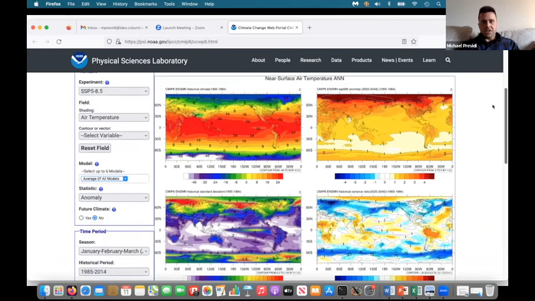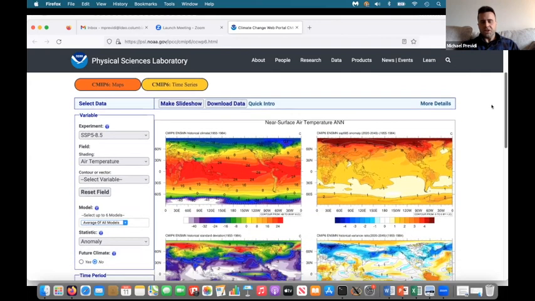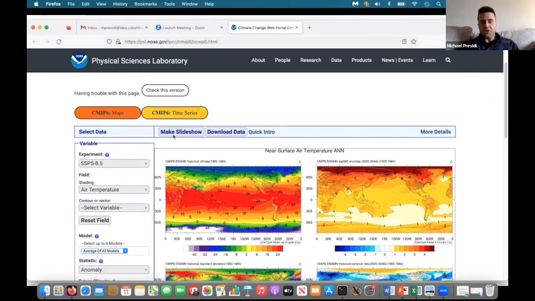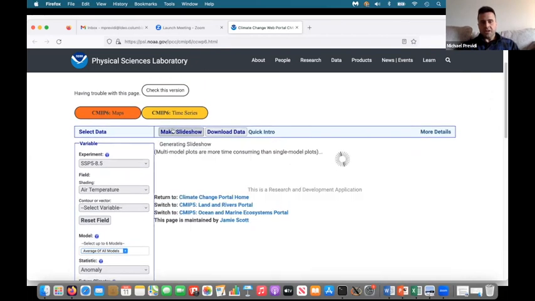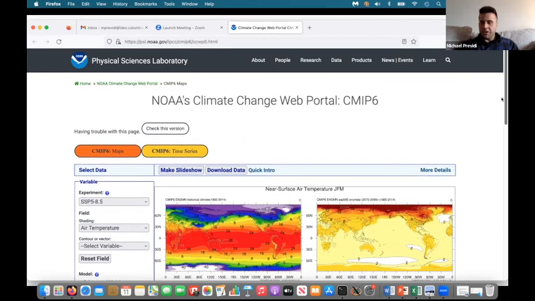So that's just a short introduction. And I'll say that once you make your selections on the left here, you can generate the plot by hitting Make Slideshow here. That'll generate a new plot based on the specifications that you've provided on the left. So with that, does anybody have any questions on that short intro to the NOAA Climate Change web portal?